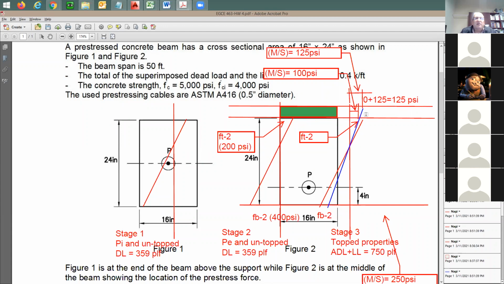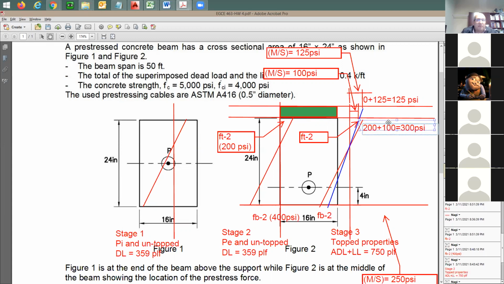How about at this line here? How much is the stress right at this point from stage number 2? Can someone read it for me? 200. Yes, 200 from here. And how much is the stress from the blue distribution? 100. Total of 300 psi. Again, where is this coming from? 200 from stage 2 and 100 from just the additional M over S.